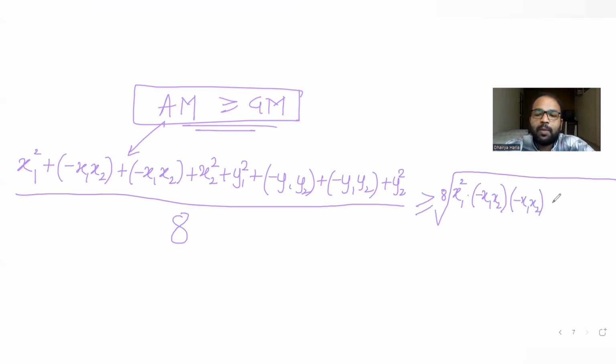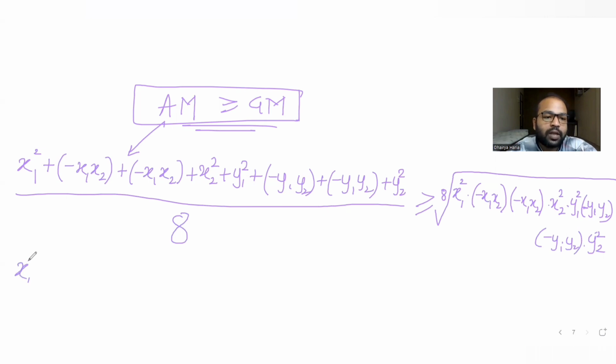Next term, if you multiply, it's x2 squared. Next term, you get y1 squared. Next term, you have y1 into y2, with the negative sign again. Minus y1 into y2 is the next term, and the last term. So you get this, that the arithmetic mean is greater than or equal to the geometric mean.